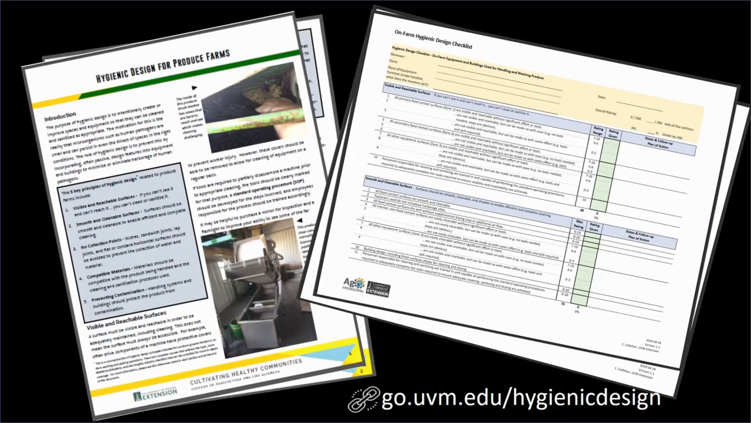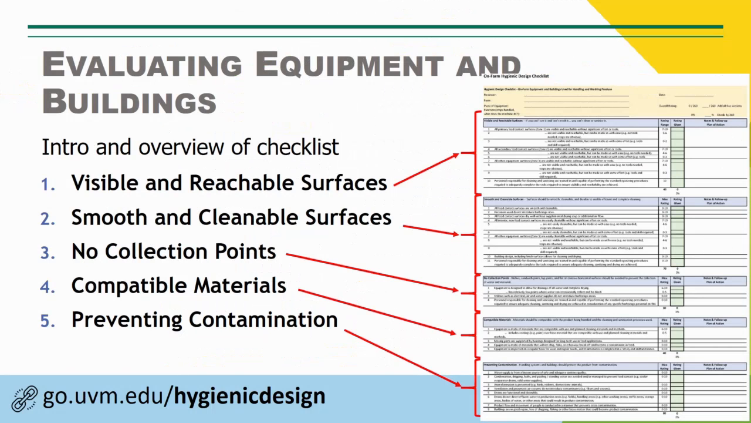The second is this checklist. We call it an on-farm hygienic design checklist. This checklist takes each of the 5 principles of hygienic design and breaks them out into a series of prompts or questions. So as you're standing in front of, let's say, a brush conveyor line that you use every day during the growing season, it walks you through what you should be thinking about with respect to that conveyor line by taking each hygienic design principle one by one. You can see the 5 principles here. They're laid out in the checklist.